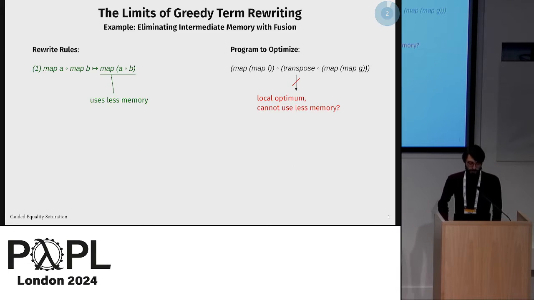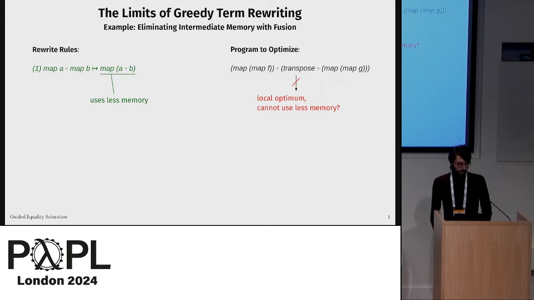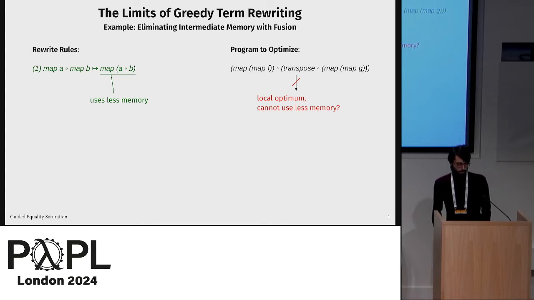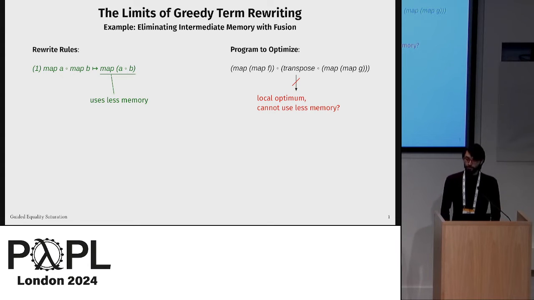I will start with an example, which is about reducing memory usage in a functional program. So let's say that you want to do this by introducing the rewrite rule on the left, also known as map fusion. And you want to apply this rule on the program that is shown on the right. The problem is that you can't directly apply this rewrite rule because the left-hand side of the rewrite rule is not in this program.